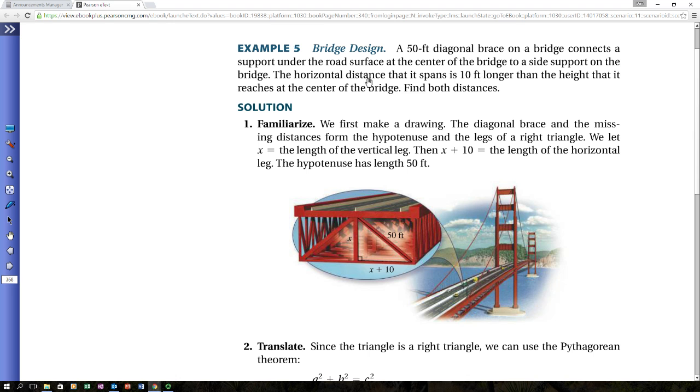And then they tell us the horizontal. Horizontal means distance going across, right? That it spans is 10 feet longer than the height. Right here is the height. So if I say the height is x, then this needs to be 10 feet longer than the height, or 10 feet longer than x. So this would be 10 plus x.